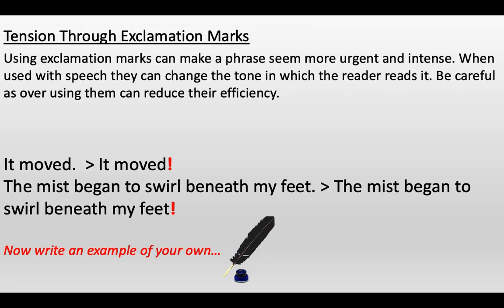Okay, another tool that we have available to us then in terms of punctuation is the exclamation mark. Making sure we're saying exclamation, not explanation. If you exclaim something, if somebody exclaims, they're shouting it urgently or suddenly. So let's copy down that side heading then and the writing that it says underneath. So this says, using exclamation marks can make a phrase seem more urgent and intense. When used with speech, they can change the tone in which the reader reads it. Be careful, as overusing them can reduce their efficiency. Let's pause here then and get that copied into our books.